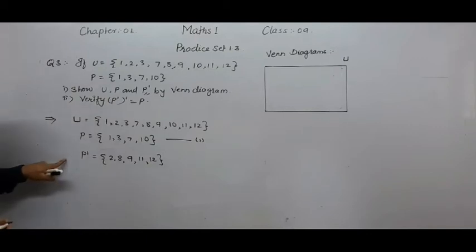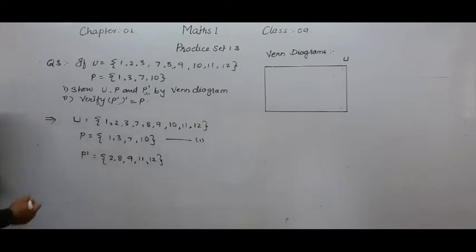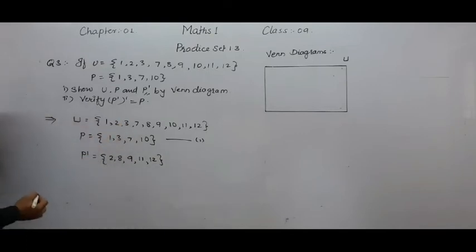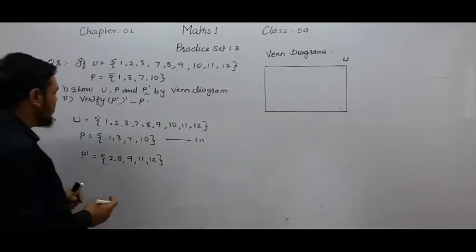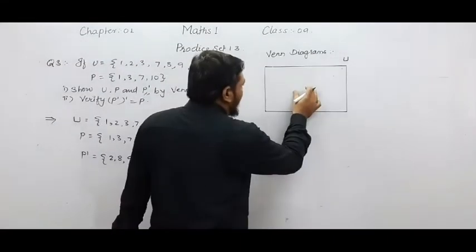According to the definition of the complement of a set, this complement of P will contain all the elements from the universal set which are not in P. So student, now we will represent these three sets by using the Venn diagram. So here is the Venn diagram for that.